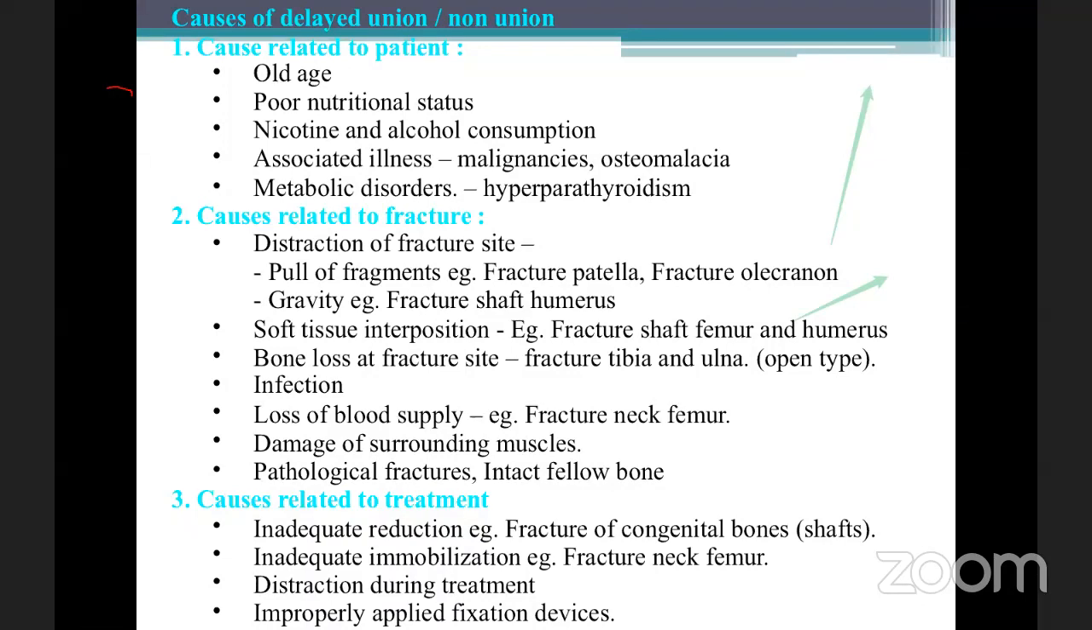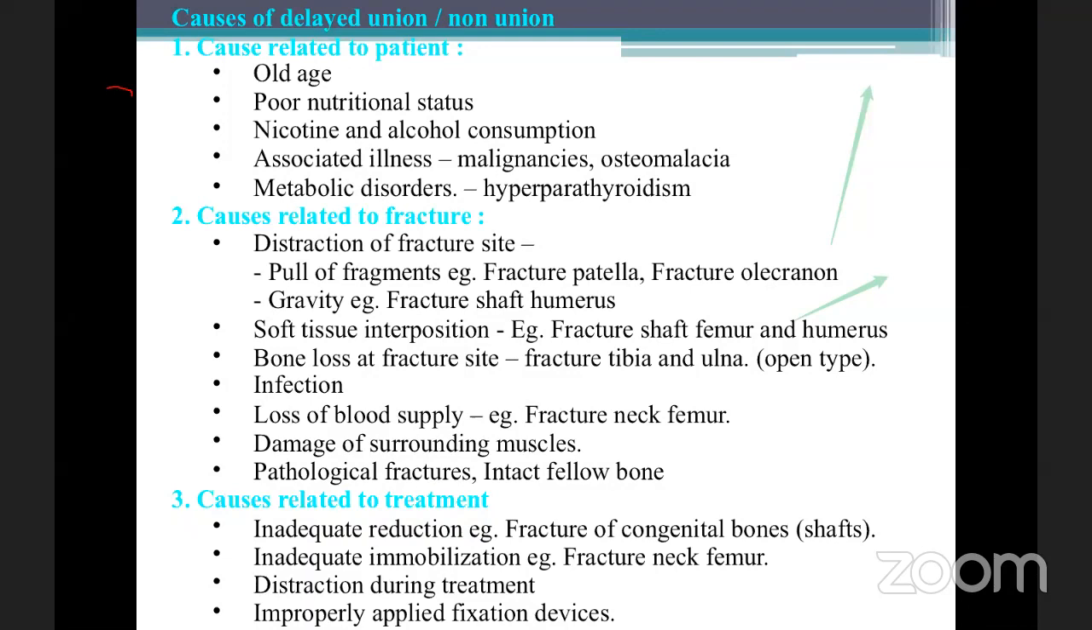Causes related to fractures: distraction of the fracture site, pull of fragments. Like when you have a fracture patella, your quadriceps is getting pulled up and the tibial tuberosity is pulling down, or in fracture olecranon, your triceps is pulling the fragment out, or gravity in fracture shaft of humerus. Soft tissue interposition between the fracture site, or bone loss at the fracture site when you have an open fracture, or an associated infection or loss of blood supply. There are some precarious sites like fracture neck of femur, fracture scaphoid, fracture talus, where loss of blood supply can occur.